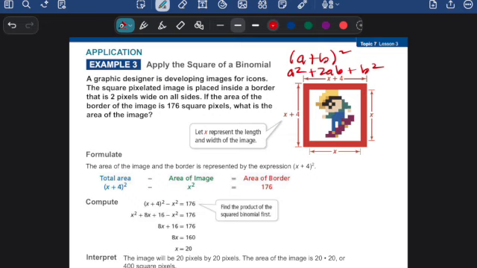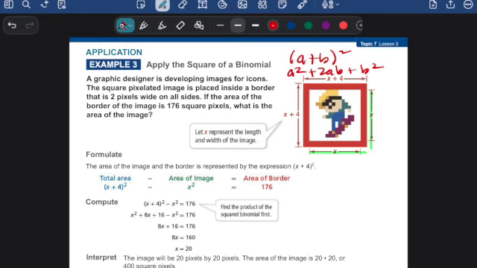So we have this picture, and it's pixelated, and we see there's a border that is 2 pixels wide on all sides. If the area of the border of the image is 176 square pixels, what is the area of the image itself? Okay, so just the border, just the red part. We can figure out the whole image, and then we could subtract the area of just the picture, because you can see here we have the length and the width of just the picture. And then we could figure out the area of the border, because that's what's left over.